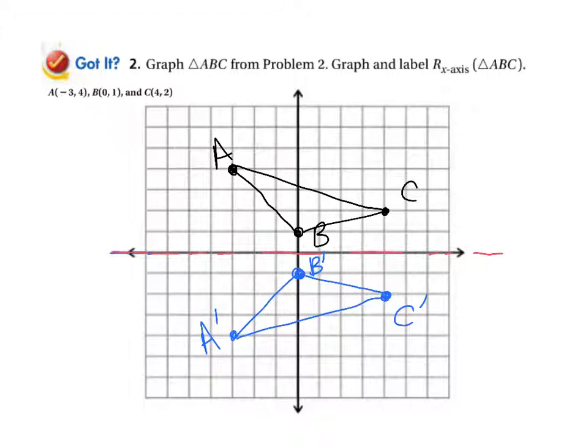All right, here's my answer. The black triangle there is my pre-image. It reflected over the red line, the x-axis, and my blue figure is the resulting image.